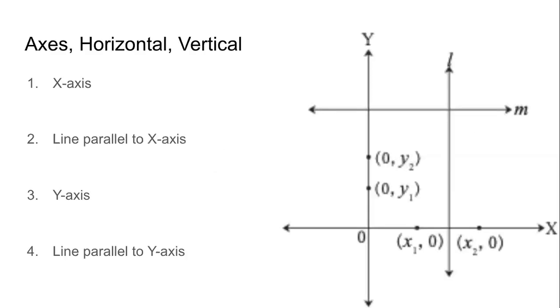We understood m equals y2 minus y1 by x2 minus x1, and we looked at the special cases. Now we have understood that m is also equal to tan theta. So once again we will look at the special cases, and of course the special cases are exactly the same: x-axis, line parallel to x-axis, y-axis, line parallel to y-axis. Now you help me. You tell me, for x-axis, what is theta? What is the angle x-axis is making with the positive direction of x-axis?